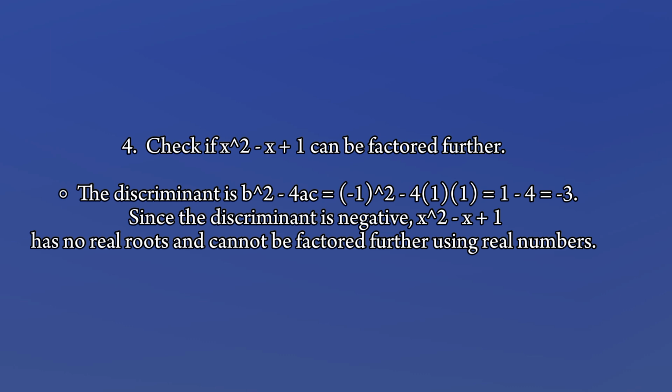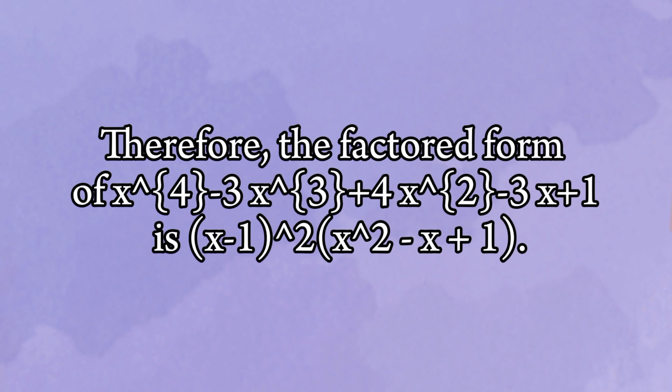Number 4. Check if x squared minus x plus 1 can be factored further. The discriminant is b squared minus 4ac, which is negative 1 squared minus 4 times 1 times 1, which is 1 minus 4, which is negative 3. Since the discriminant is negative, x squared minus x plus 1 has no real roots and cannot be factored further using real numbers. Therefore, the factored form of x raised to 4 minus 3x cubed plus 4x squared minus 3x plus 1 is x minus 1 squared times x squared minus x plus 1.